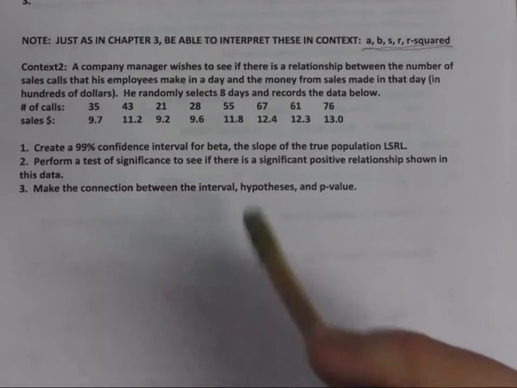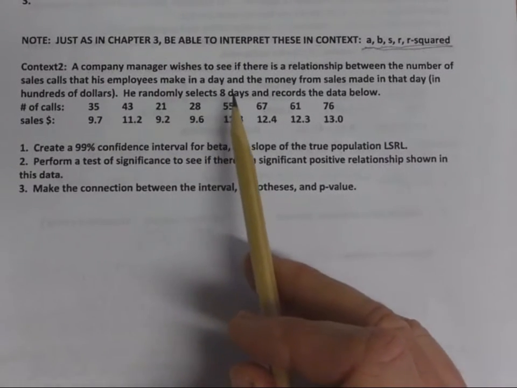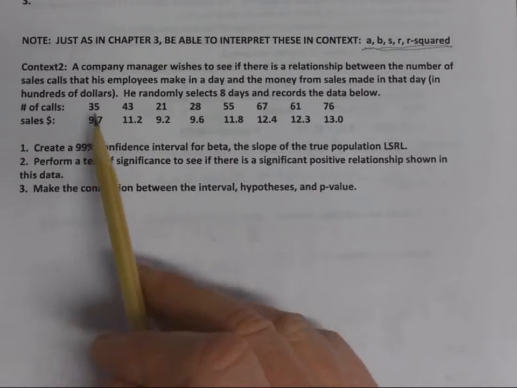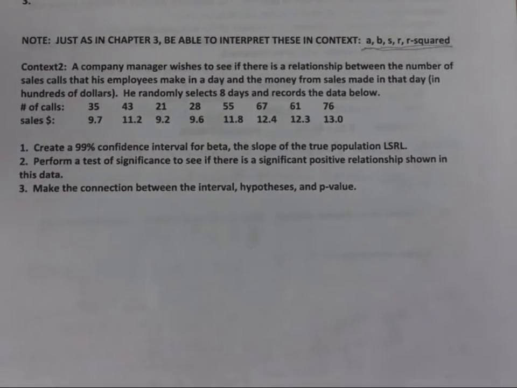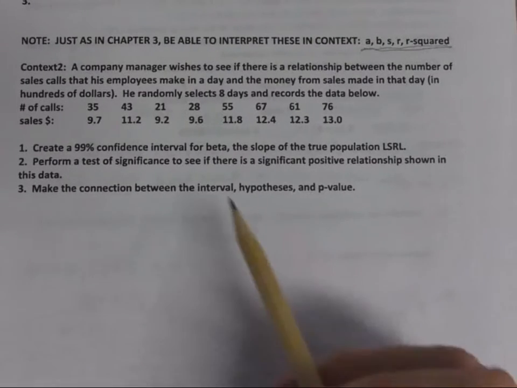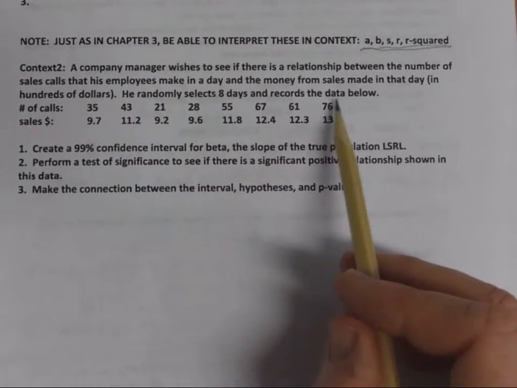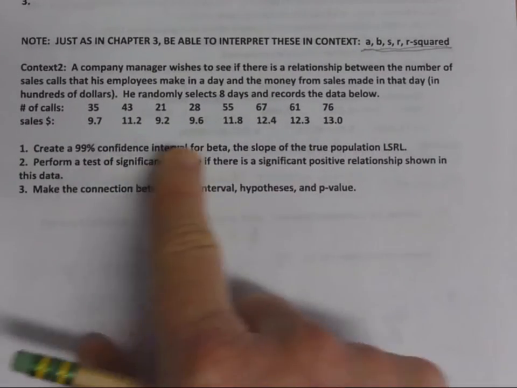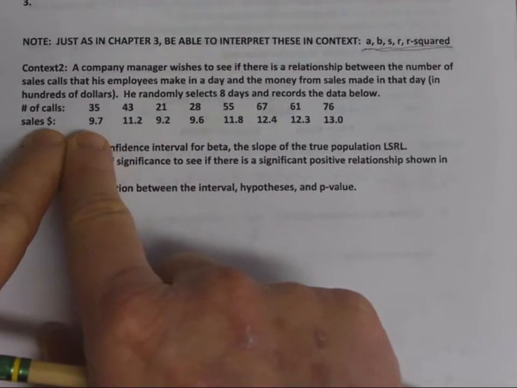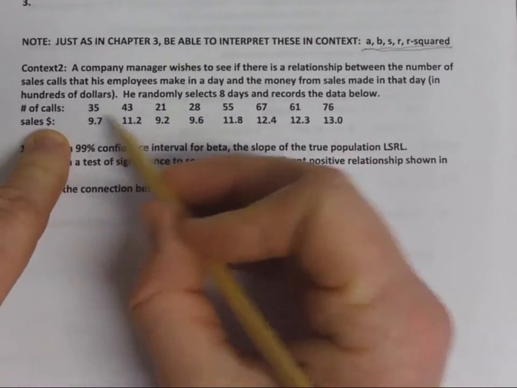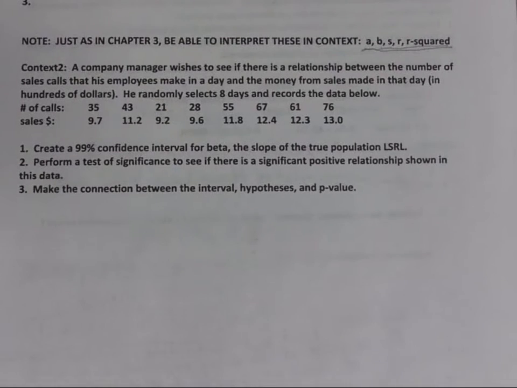All right, so here we go, context 2. A company manager wishes to see if there's a relationship between the number of sales calls that his employees make in a day and the money from the sales made in that day in hundreds of dollars. You would certainly think that's going to be a positive relationship. The more calls they make, the more sales you would think they would make. He randomly selects 8 days, so there's a random condition that's met, and records the data below. And there's our data, and it's obviously linear regression data because it is quantitative, and this data is paired on 2 different variables. So anyway, create a 99% confidence interval for beta.